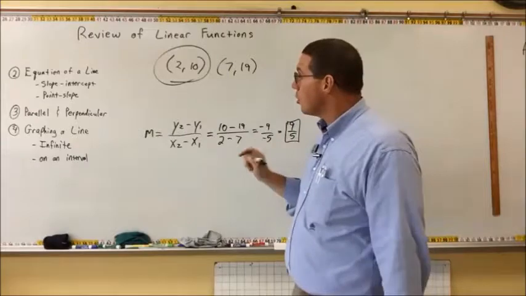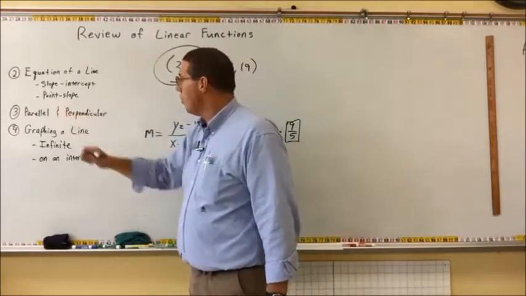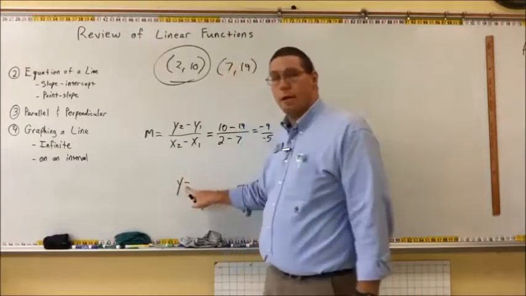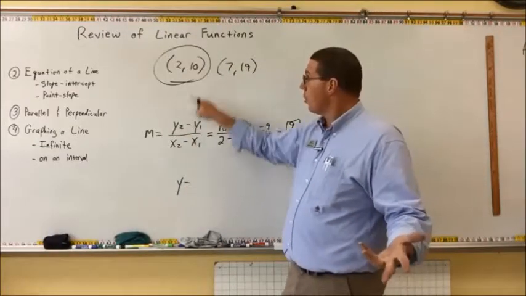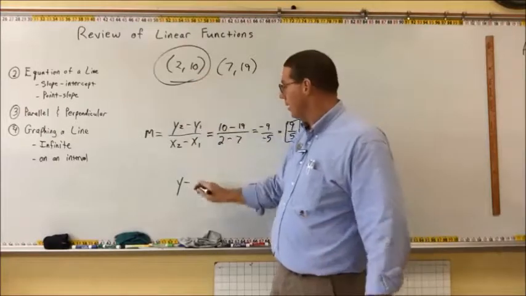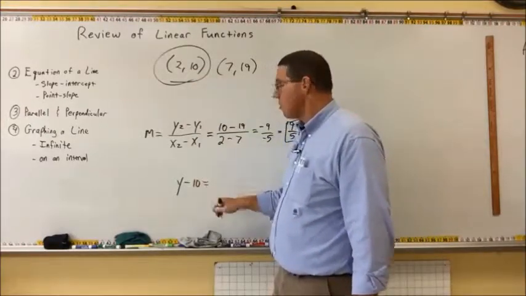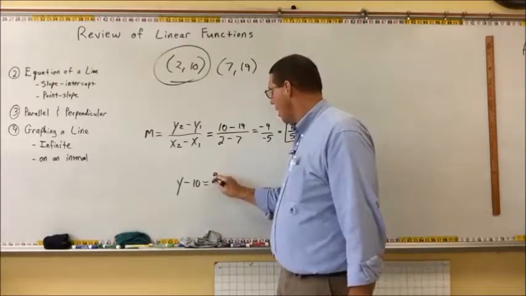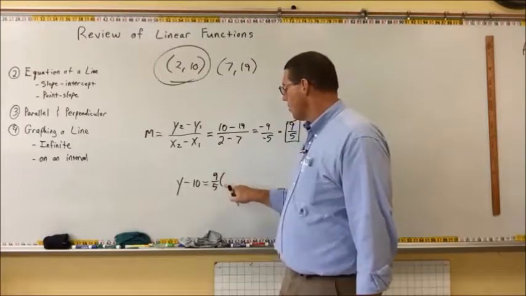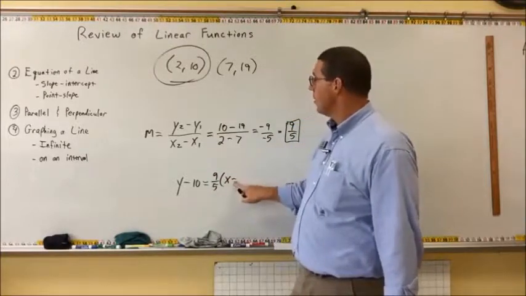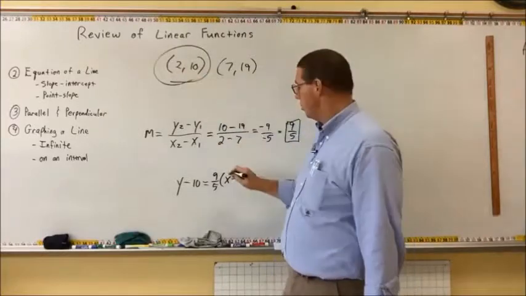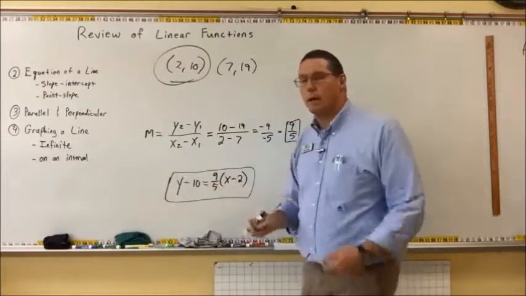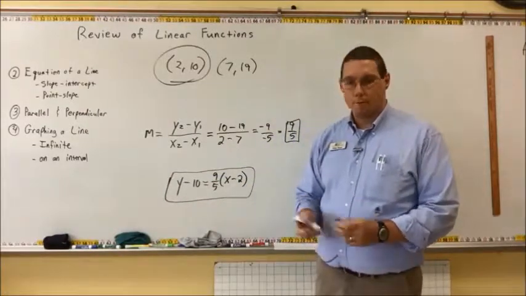So when we write the equation of a line in point-slope form, we're going to write y minus and then a y value. Well, our y value from the point is 10. So y minus 10 equals slope m, right? In this case, the slope is 9/5. So put 9/5, then a parenthesis, x minus, and then the x value from the point, which is 2. And so x minus 2. And this is the equation of the line in point-slope form. All right? Let's do another one of those.